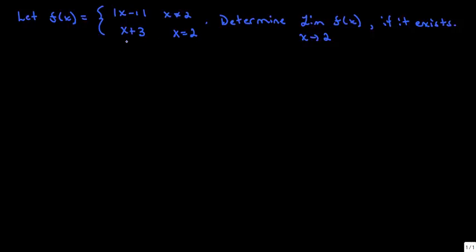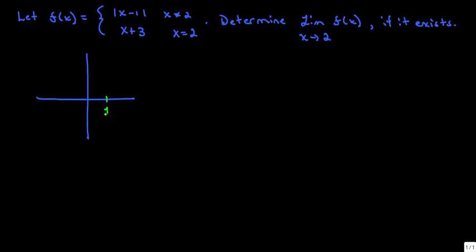So our job is to determine what the limit is when x approaches 2 of f of x. So let's go ahead and get a graph of what this piecewise function looks like. Remember, when x is not 2, it takes on this top graph right here, the absolute value of x minus 1. And so that graph looks like a V. It's shifted to the right by 1 unit because of this minus 1.